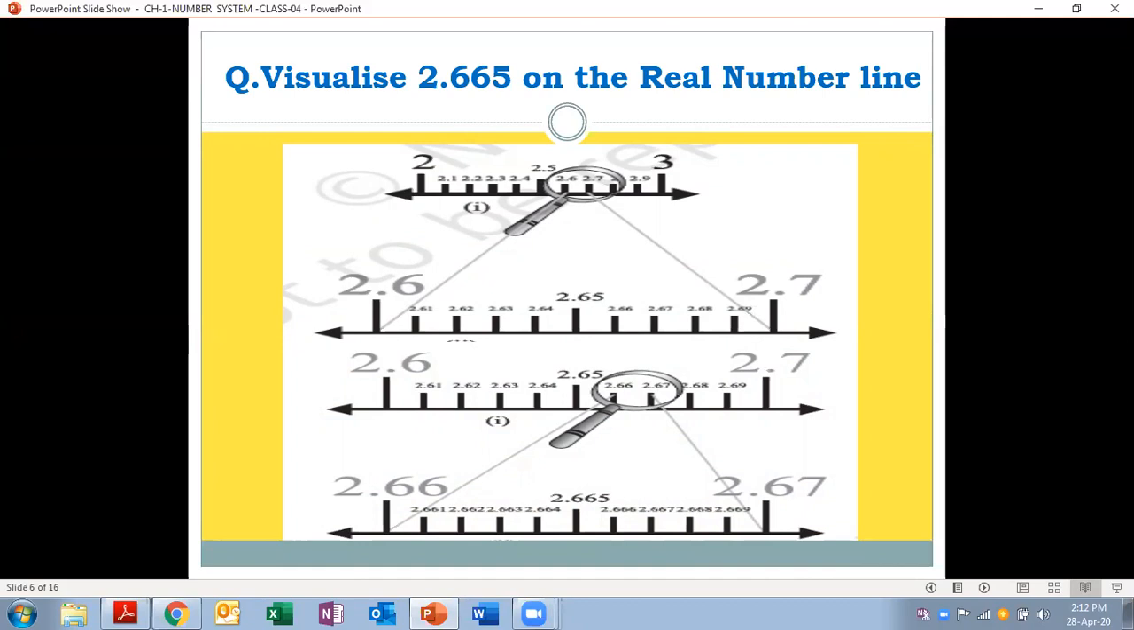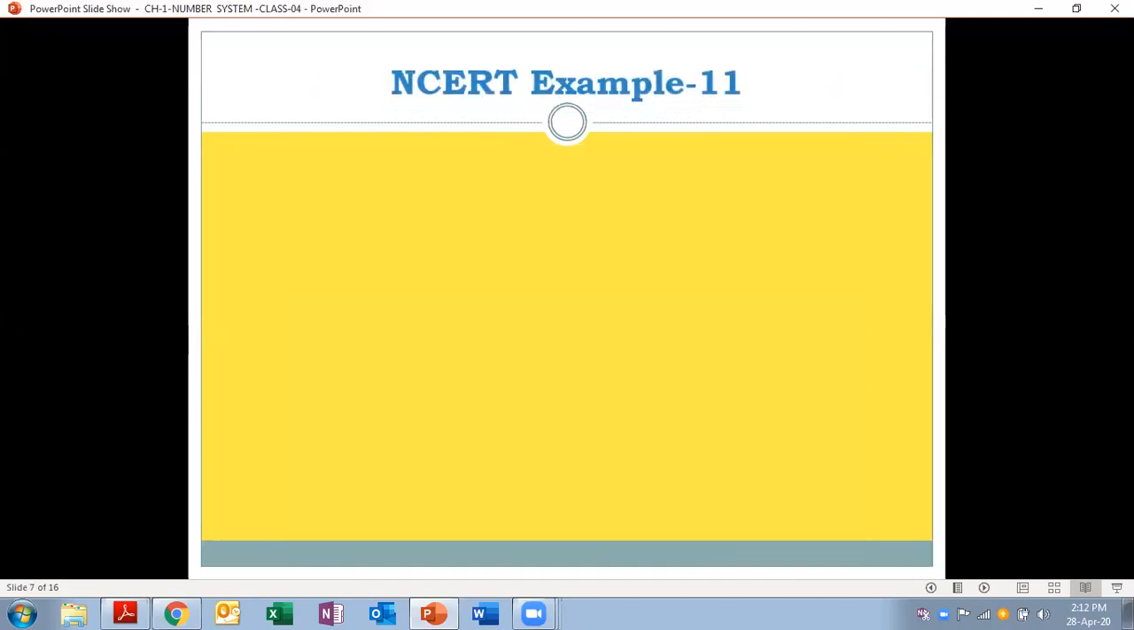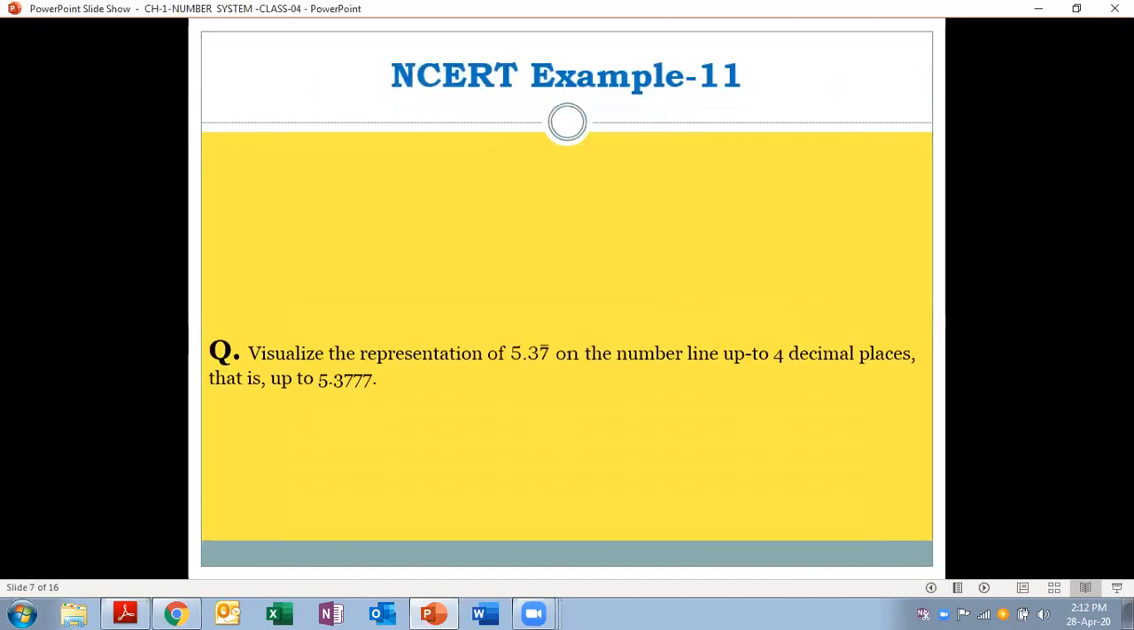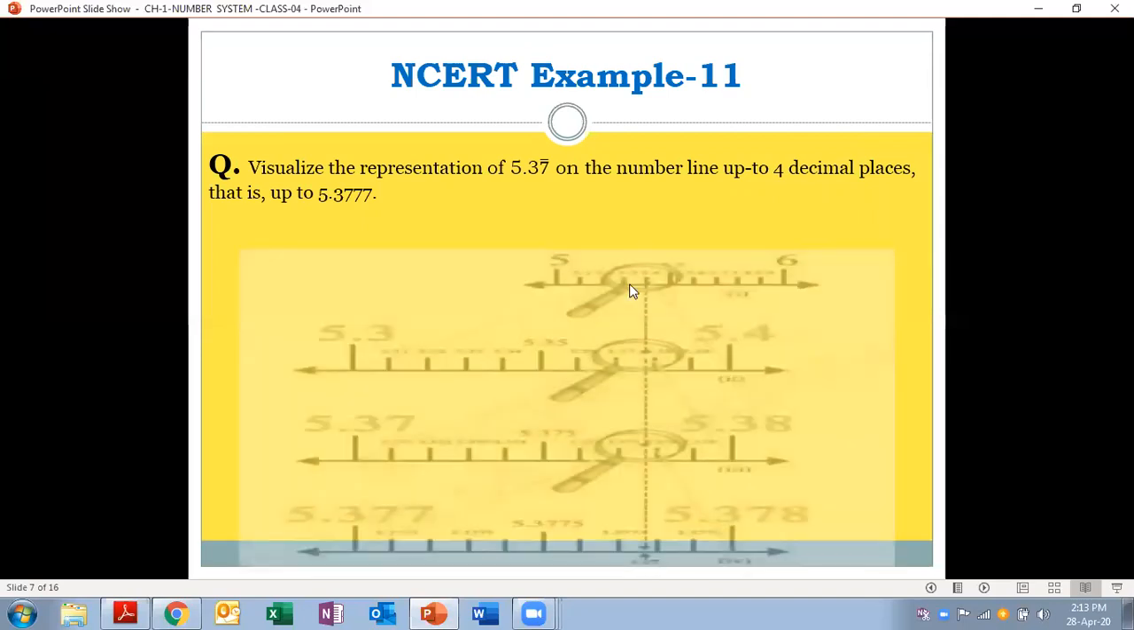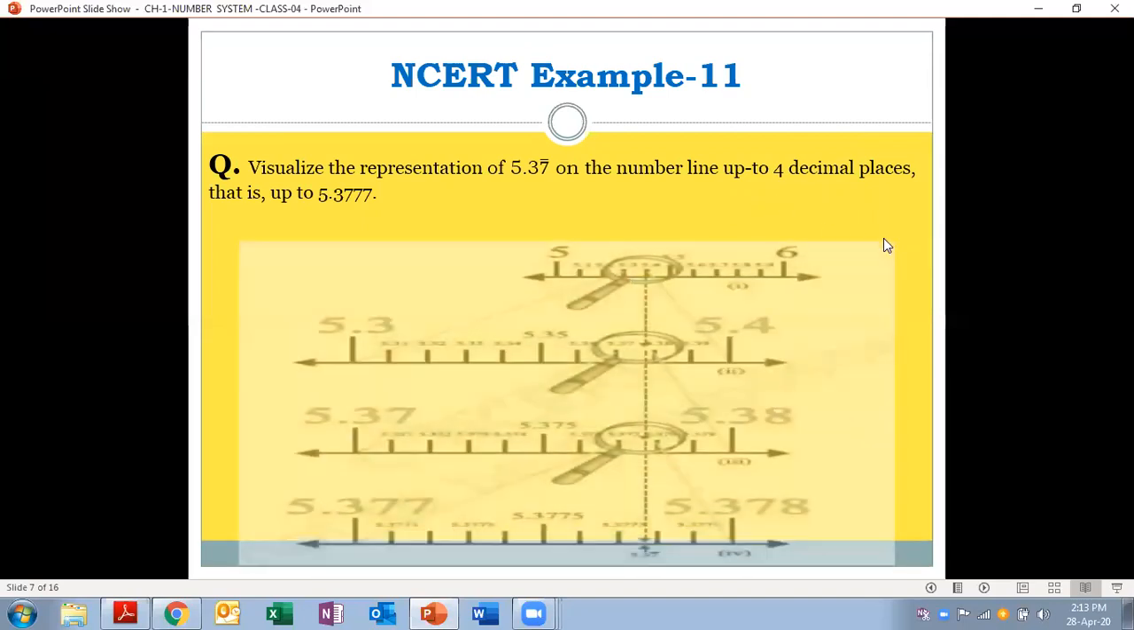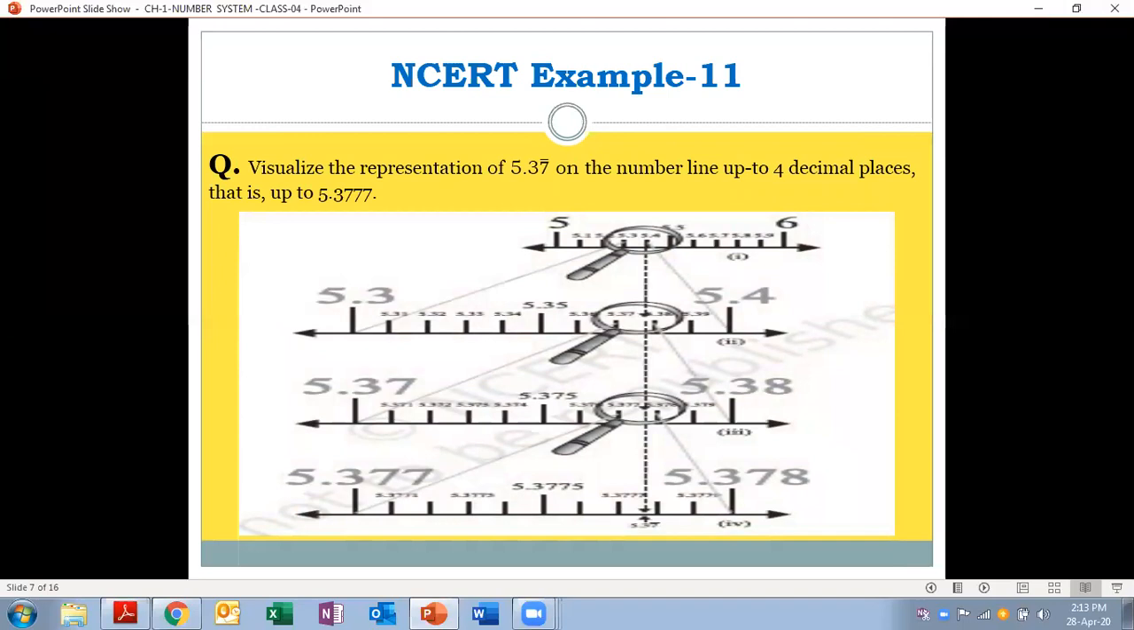Now next we have the NCERT example 11. Here we need to visualize the representation of 5.37 bar on the number line up to 4 decimal places, that is up to 5.3777. So now how to visualize this up to 4 decimal places? Now that we need to understand.